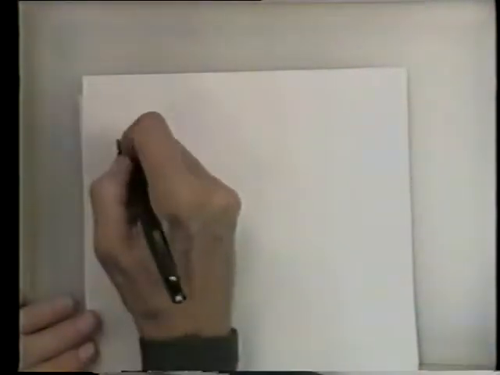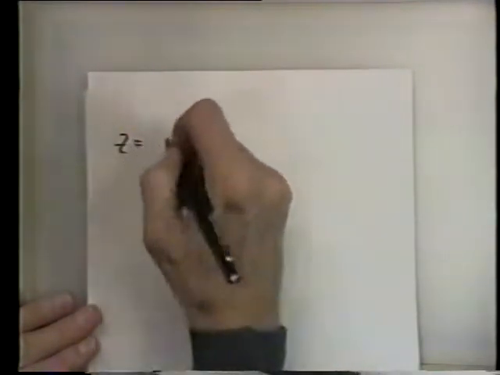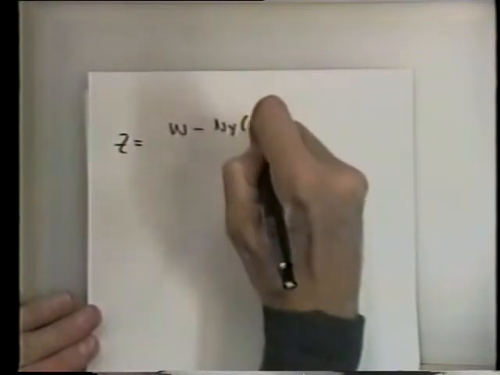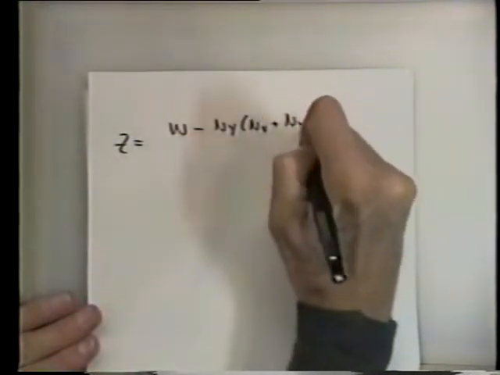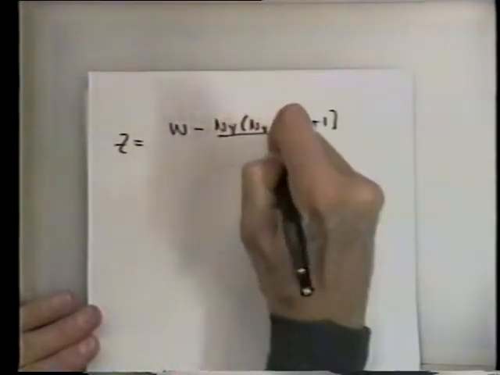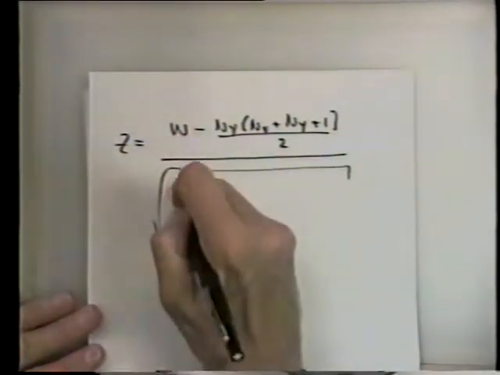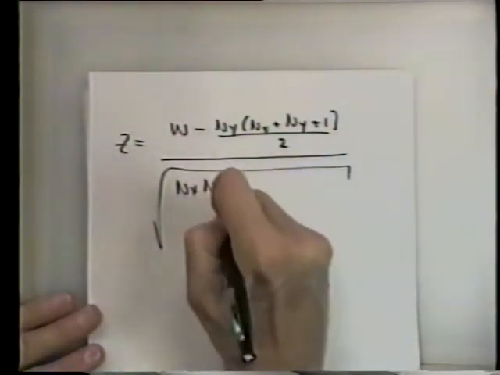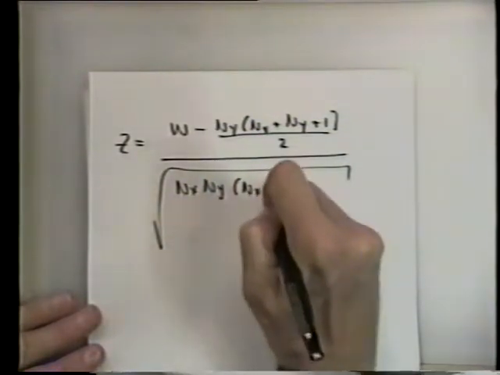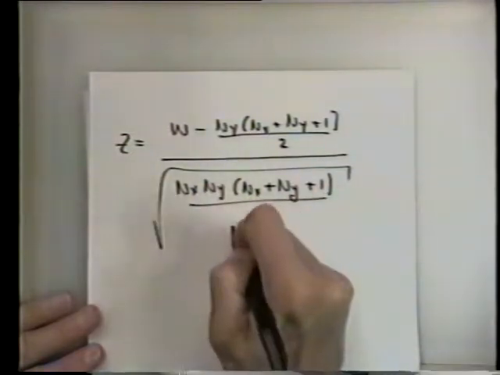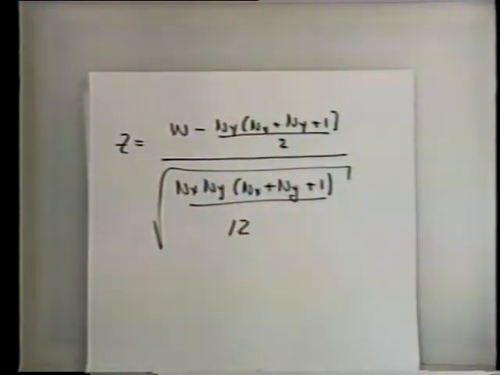Okay, well, as usual for all of these, there's an asymptotic form. And I'll write down what the asymptotic form is. Z equals W minus ny times nx plus ny plus 1 over 2, divided by the square root of nx times ny times nx plus ny plus 1 divided by 12.